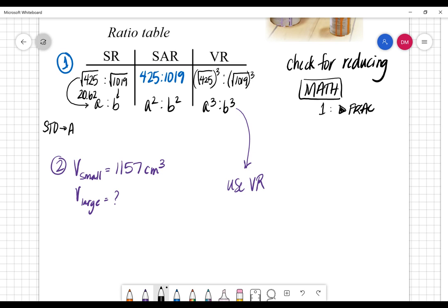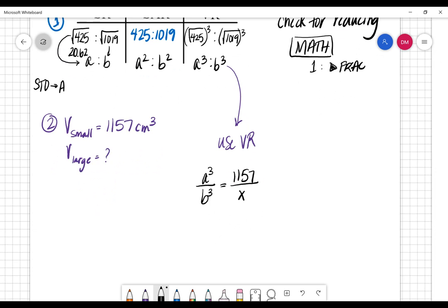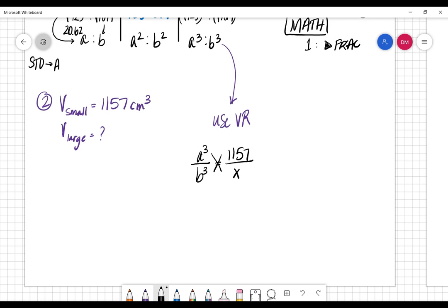So I wrote smaller to larger here. I wrote that a cubed to b cubed. And instead of writing it out like this, I'm literally just going to write a cubed and b cubed, because if I stored those in my calculator already as a and b, then I'll be set to go. My other half of my proportion will look like the volume of the smaller over the volume of the larger, so 1,157 over my unknown x. Now I'm just going to do my cross multiplying with those variables. On the one side, I'll have 1,157 times b to the third. On the other side, I will have x times a to the third.